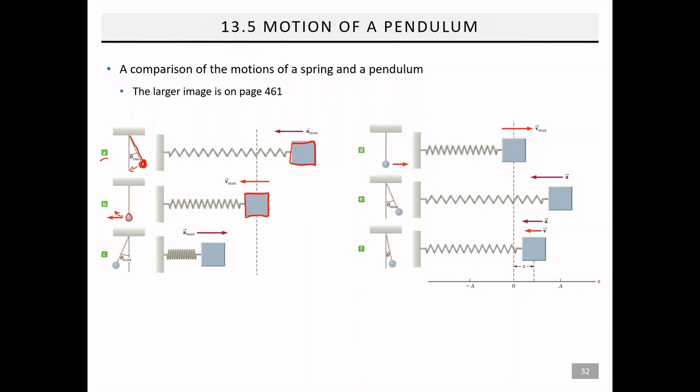As the pendulum gets to its leftmost position, the amplitude position on the left, that's when the box reaches the amplitude position on the left. Okay, and then that motion continues in reverse for D, E, and F. This is actually not a great comparison because you can see them in motion moving together. But if you at least take a look at page 461 in your book, you can see a better image of this.